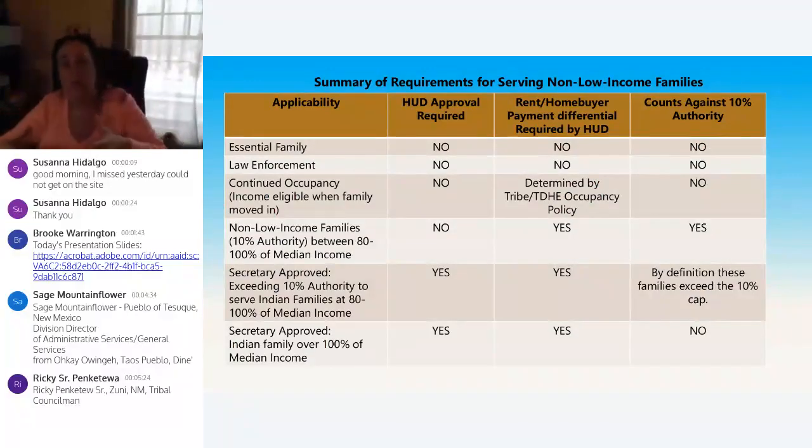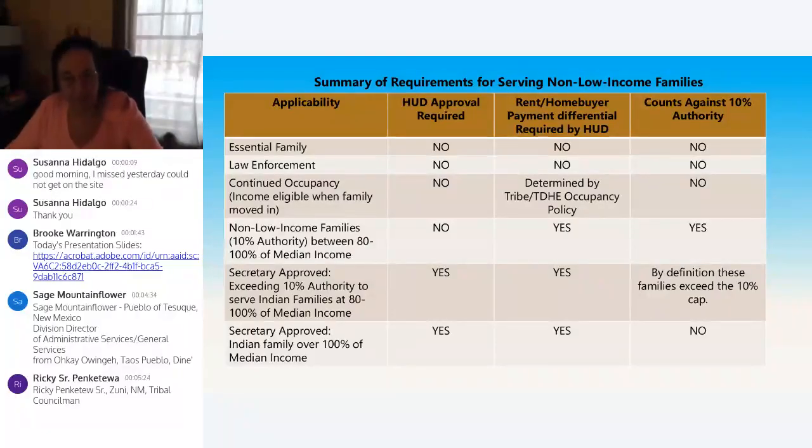So the summary of requirements for serving non-low income families. An essential family requires no HUD approval. You don't need to charge them more. Okay. That's your choice. And they don't count against your 10% authority.